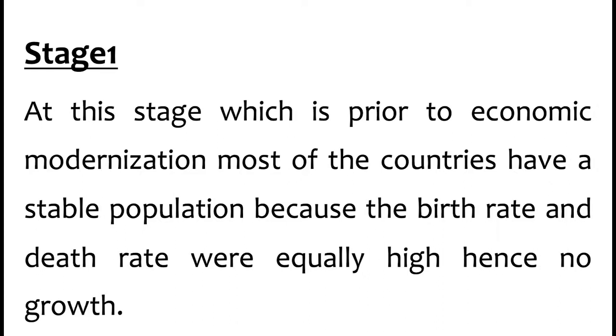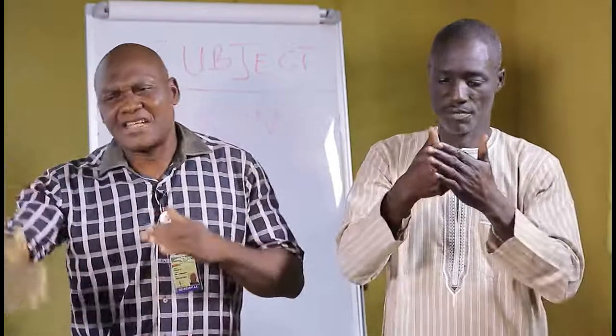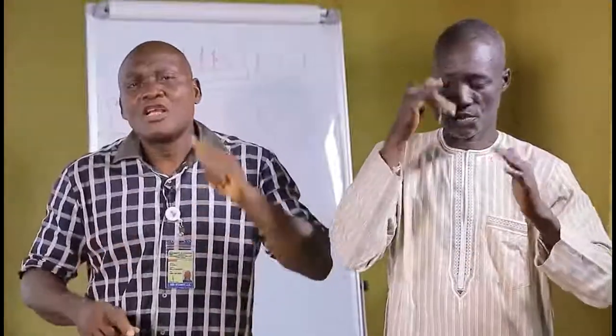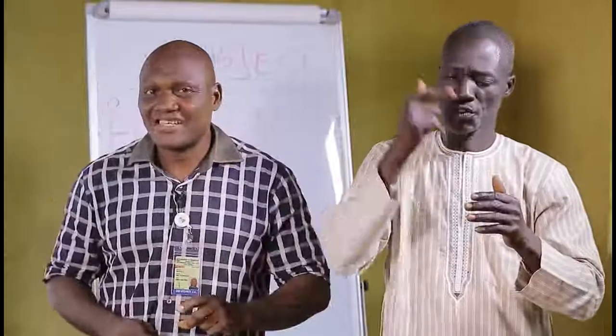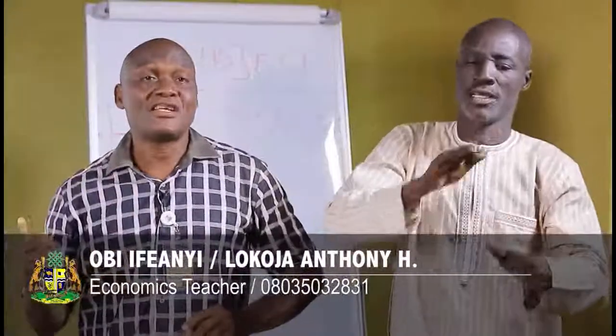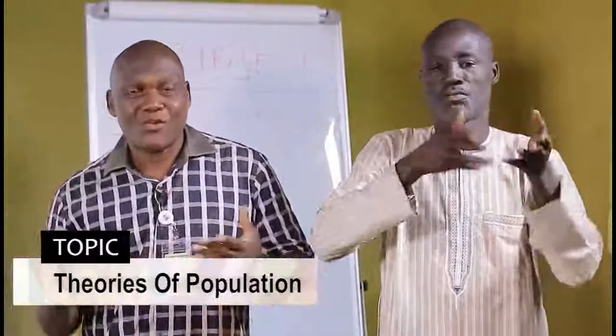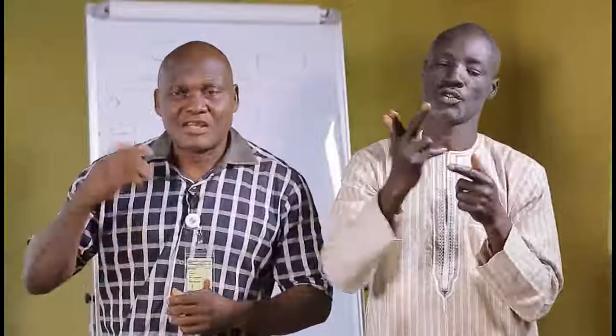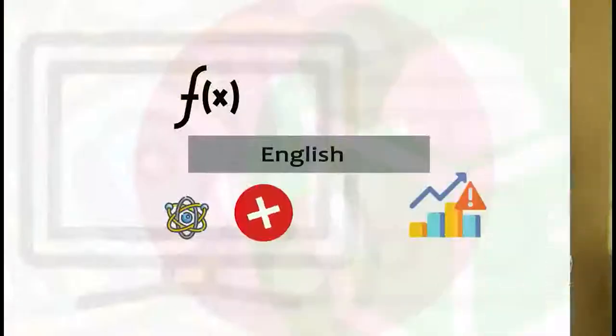So what he's saying in this stage is that before modernization time, the population of these countries was stable. Why was it stable? It was stable because there was high death rate and there was high birth rate. They give birth to too many people and too many people die. Why? When we get to the third stage, we will ascertain why it is like that.